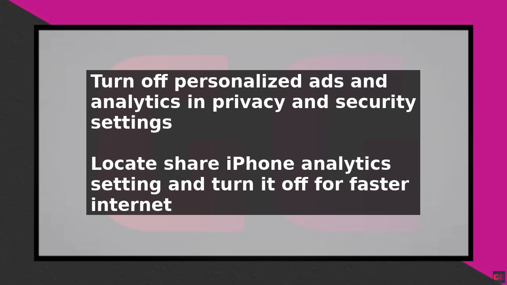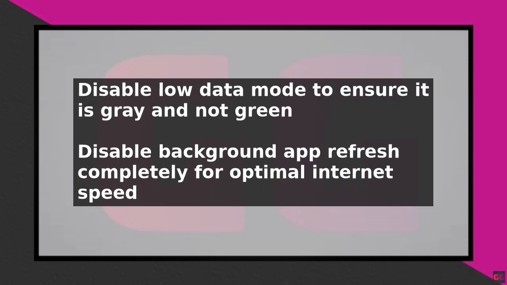Additionally, turning off personalized ads and analytics can also help. To do this, go to Settings, select Privacy and Security, and scroll down until you find the Analytics and Improvements section. Locate the Share iPhone Analytics setting and turn it off, changing it from green to gray.